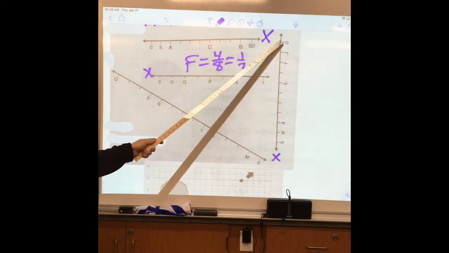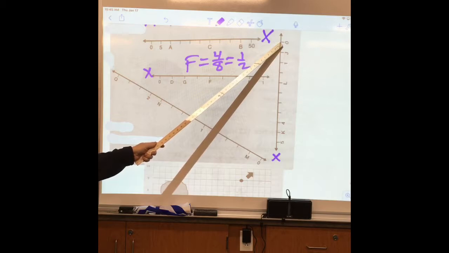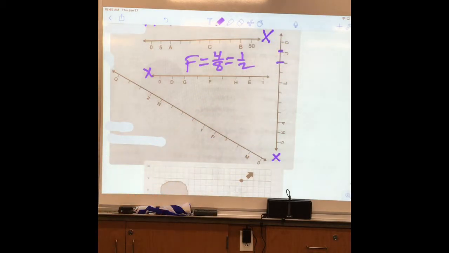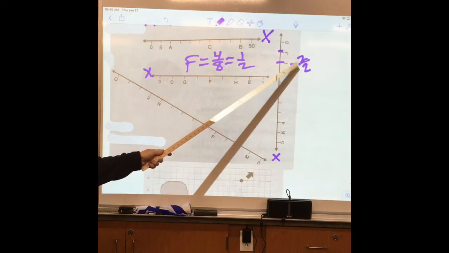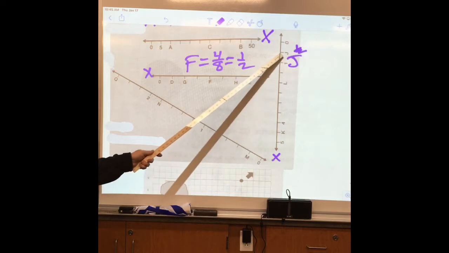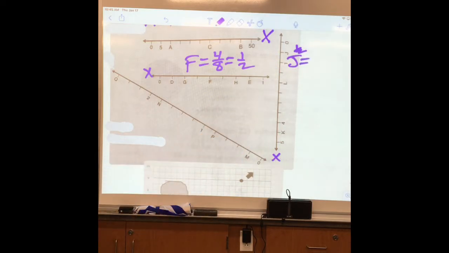Here's our 1. What do you think it's cut up into? Well, we could say this is 1, right? This is 2. So if that's 2, that's our bottom number, and 2 over 2 would be 1. 1 whole would be 2 over 2, right? So it's cut up into halves, right? So question, I'm going to get rid of this. This is the letter J right here. J equals what? That's right, it's a half.